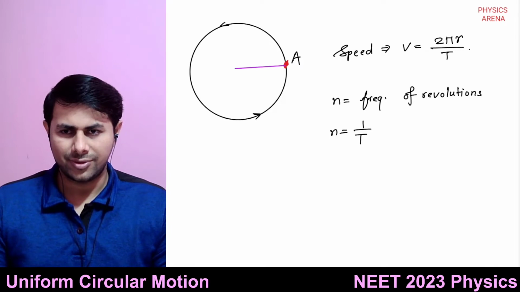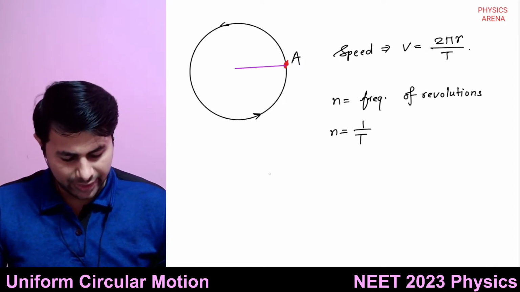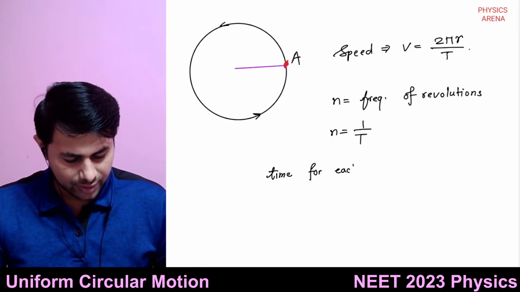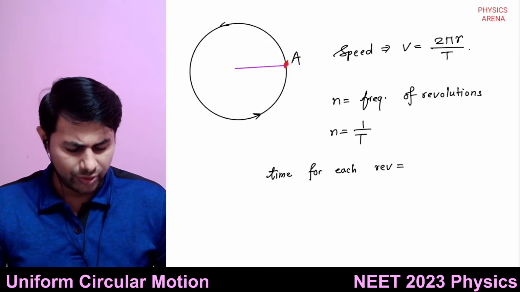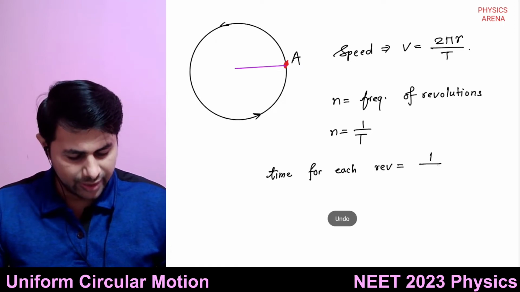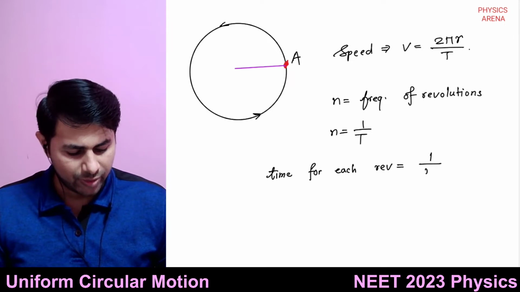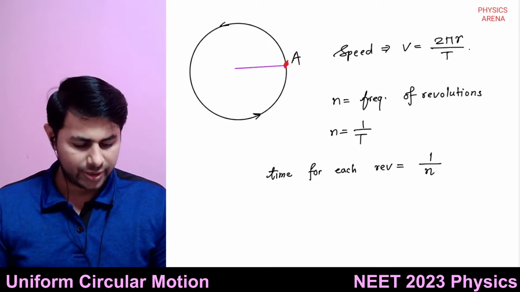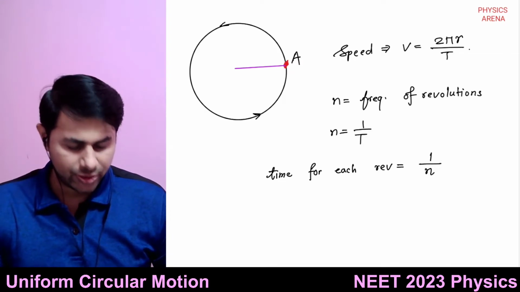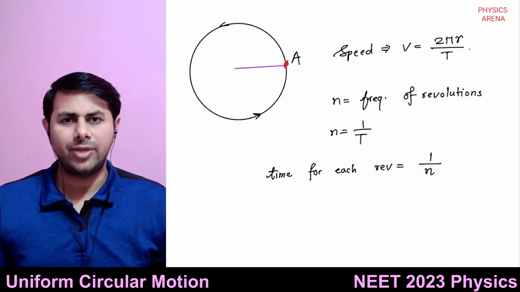Okay, how do we find that? See, calculate the time for each revolution. How will you find it? Time for each revolution is 1 divided by the number of revolutions. Okay, 1 second divided by the number of revolutions performed in 1 second.